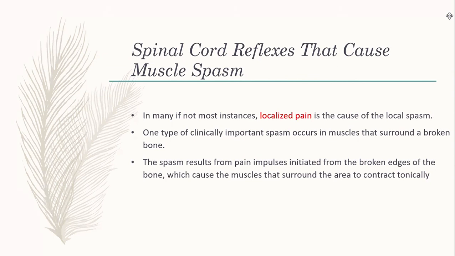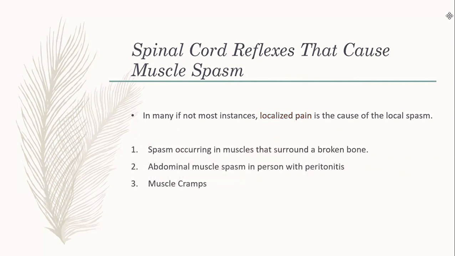Next. Spasms occurring in muscles that surround a broken bone, abdominal muscle spasm in a person with peritonitis, and muscle cramps. Nasabi ko na. Next.